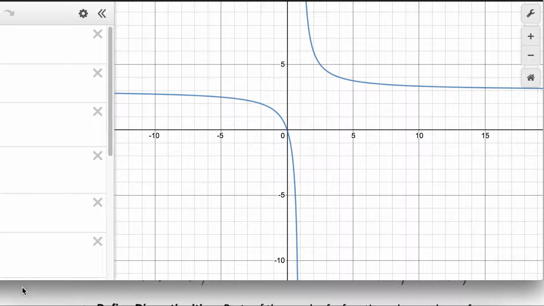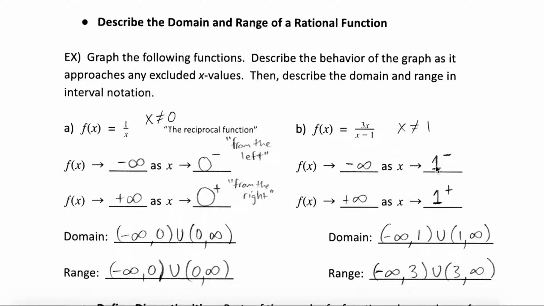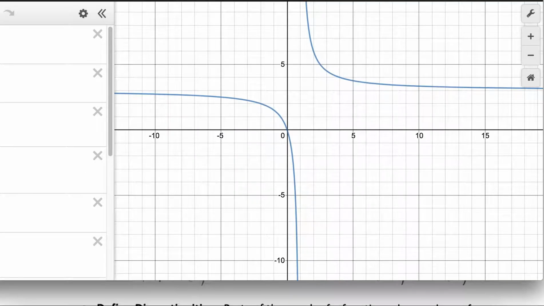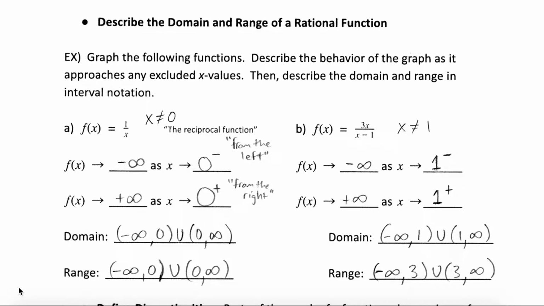So again, let's just describe that using this notation. As we approach 1 from the left, our outputs approach negative infinity. And as we approach 1 from the right, our outputs approach positive infinity. So we could describe the domain knowing that 1 is a restricted value, so we could have any x value or any input except for 1. And for our output, any output was happening except for 3, so we could say everything except for 3 using interval notation there.